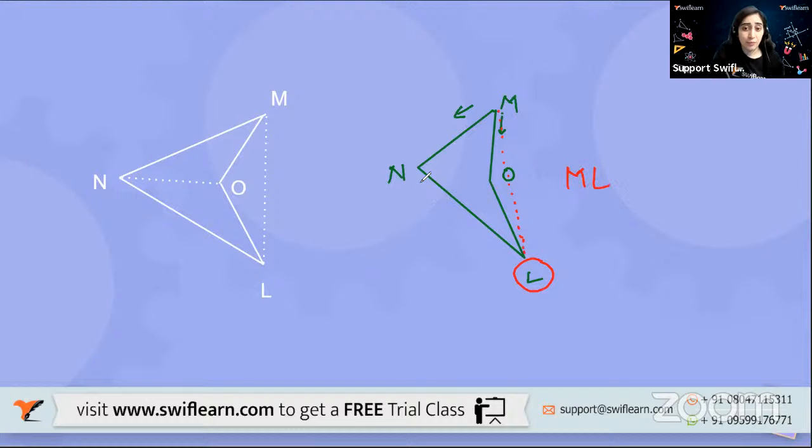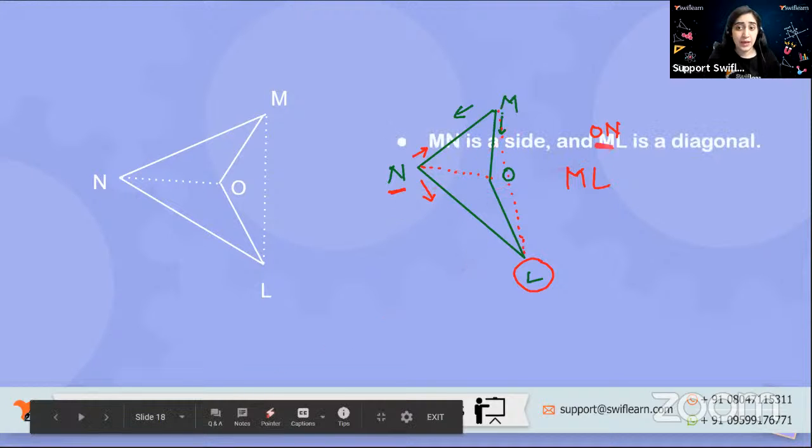Now let's look at the point N. At point N, I can go towards M, I can go towards L, but I have to go towards O. So taking a bridge, I'm making these dots. So I'll say ON is a diagonal. Clear? So this is what we call a diagonal. So for this figure, ML is a diagonal, and similarly, ON is a diagonal.